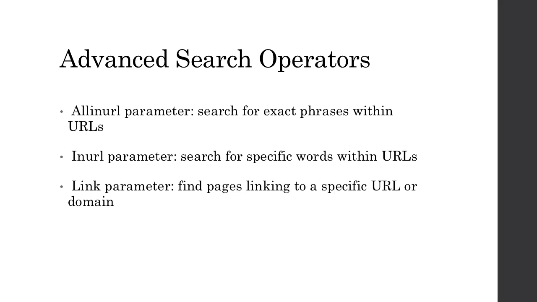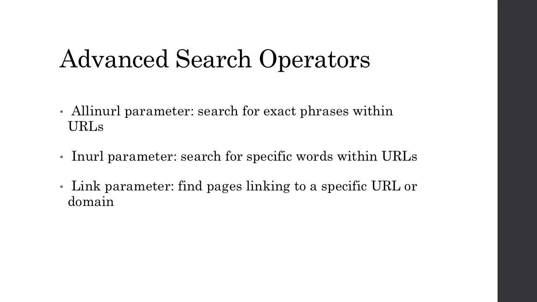One, allinurl: use this operator to search for exact phrases within URLs. For example, if you are looking for websites that have travel blog in their URL, use inurl:travel_blog. Two, inurl: this operator helps you find specific words within URLs. If you want to look at pages with hotel in their URL, use inurl:hotel.